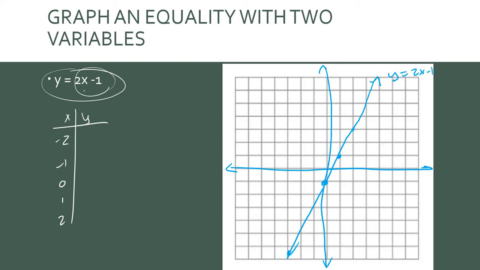If I had used my table of values and plugged in -2, I would have gotten 2 times -2 minus 1, which is -5. At -1, 2 times -1 minus 1 is -3. At 0, it's -1. At 1, it's 1, and at 2, it's 3. So that all looks good, and again, there's my line. All right, so that's graphing an equality with two variables.